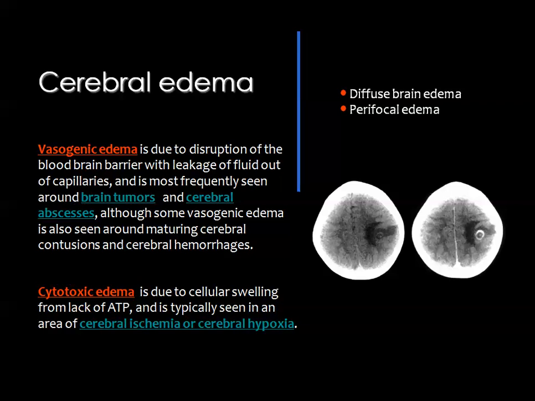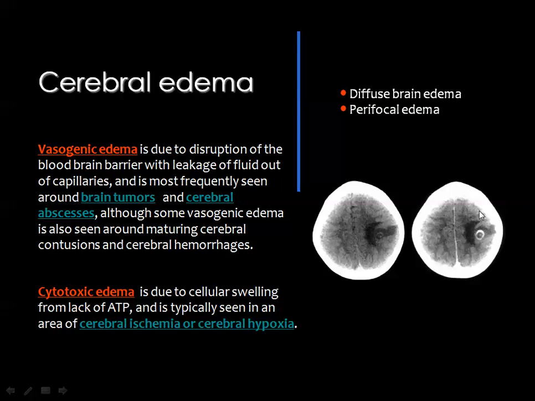Post-traumatic, the patient may develop brain edema. We have three types of brain edema. The vasogenic edema, which is usually the finger-like surrounding the brain tumors and abscesses. The cytotoxic edema, which is usually located around the ischemic and the hemorrhagic insults.